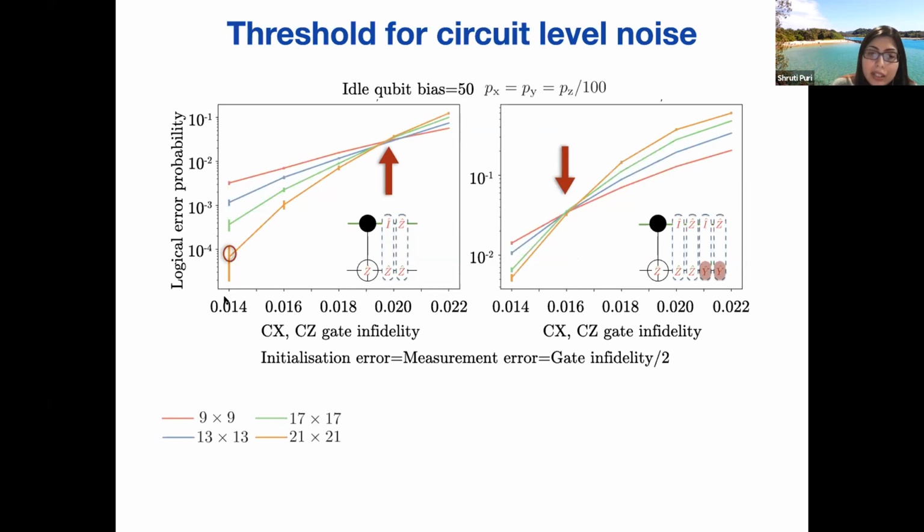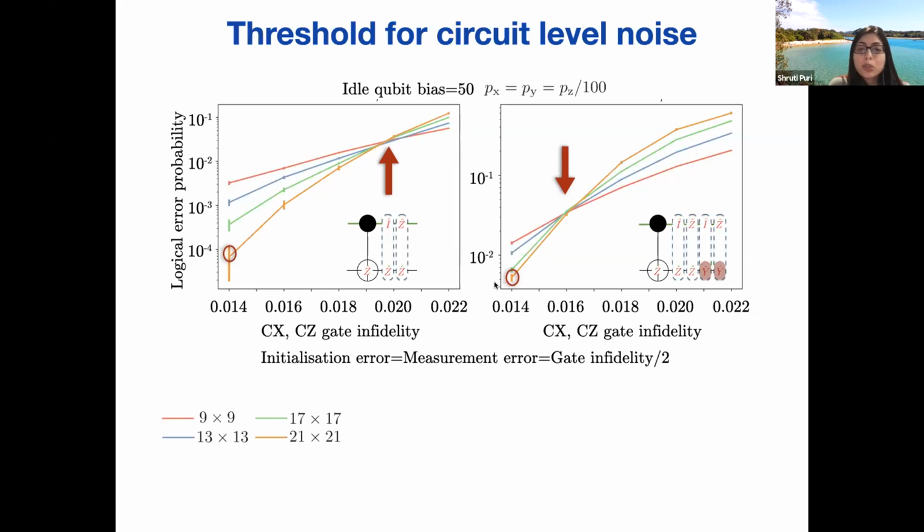So if you look at the C0 gate, here the failure probability is 1.4%. And for the same amount of failure probability when the gate was unbiased, but the total infidelity is still 1.4%, the logical error rates are different. So in this case, on the left side, the logical error rate is lower than on the right side.